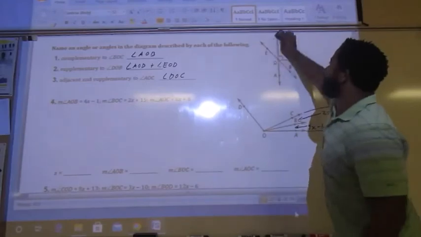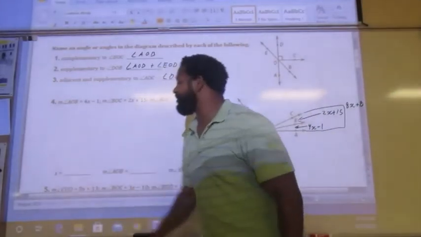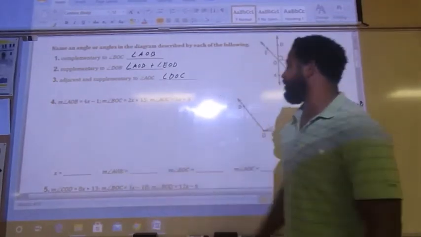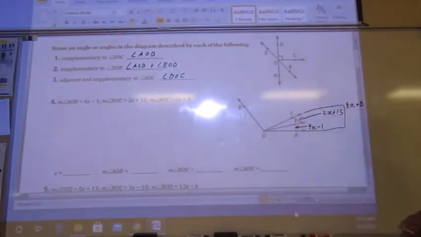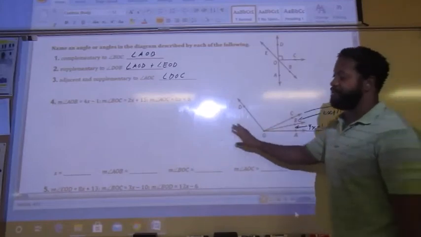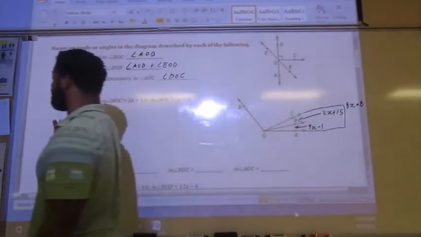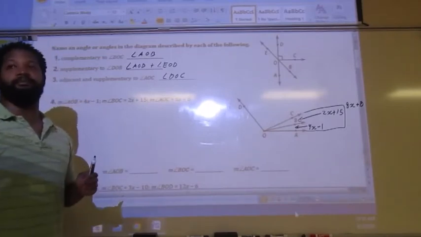So it's asking you, what is the measure of x? What is the measure of AOB, BOC, and AOC? Look at your paper. It's right there, down on the bottom. I gave you the whole space for you to work the problem out, okay?